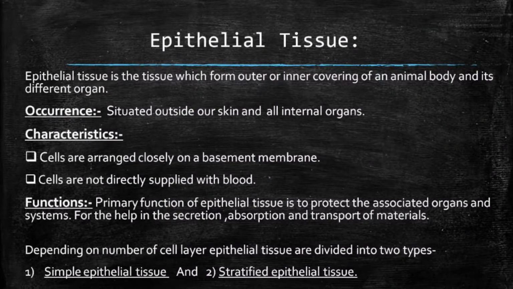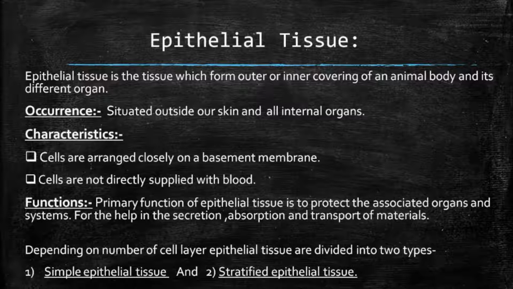First, we have epithelial tissue. It is a thin, continuous, protective sheet of cells which form the outer and the inner covering of an animal body and its different organs. Epithelial tissues are found outside our skin and all internal organs. The characteristics of epithelial tissues are: cells are arranged closely on a basement membrane. Cells are not directly supplied with the blood.